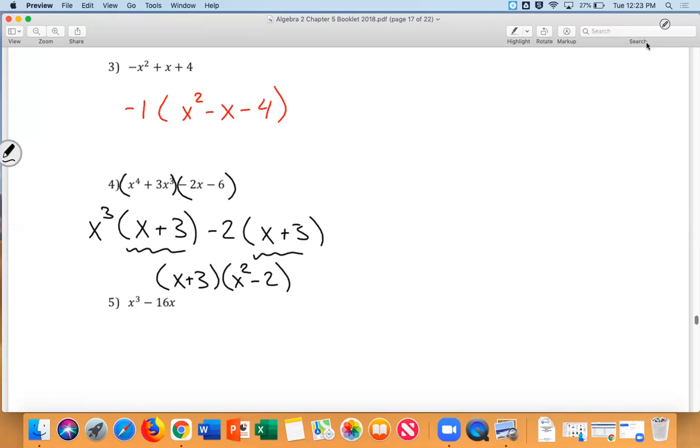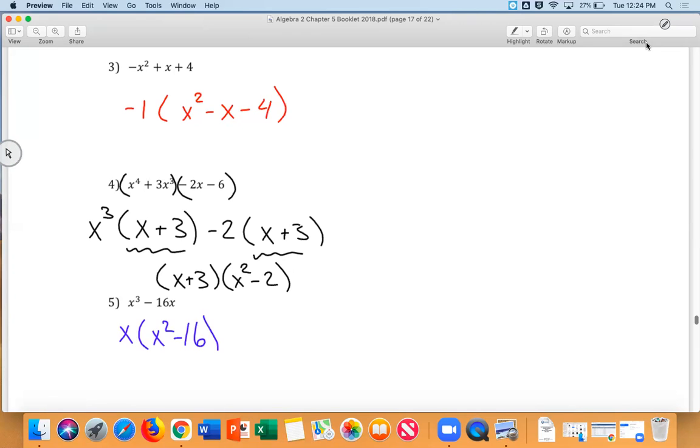Now, with number 5, notice they both have x's, okay? So I'm going to take an x out, and I'm left with x squared minus 16. But here's where we're going. All right.